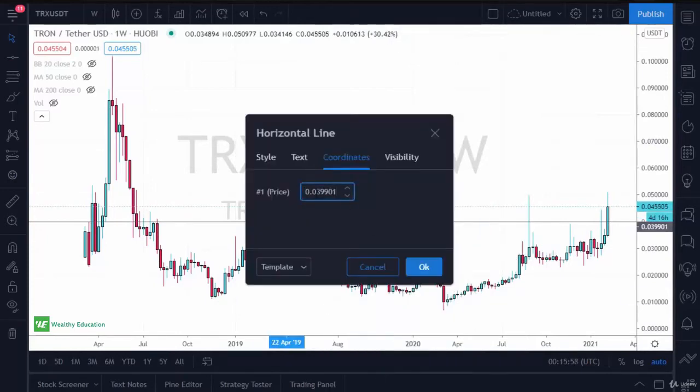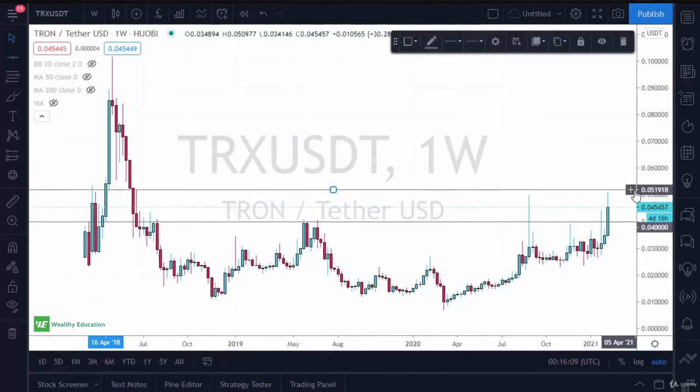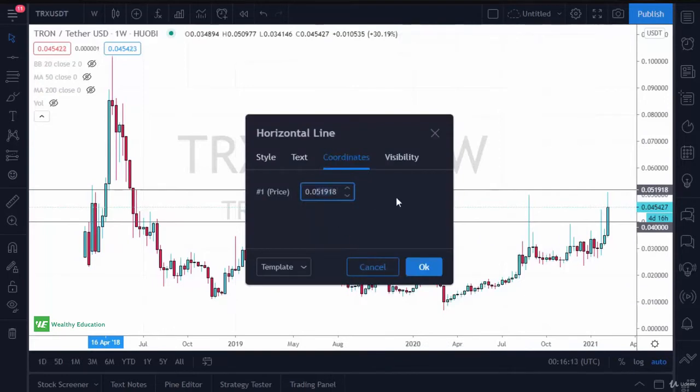You can place your lines like you would any other time. So, for example, 4 cents, I think, makes quite a bit of sense because we have seen a lot of wicks here. And here would be like 5 cents, roughly. Let's go ahead and just mark it as 5.